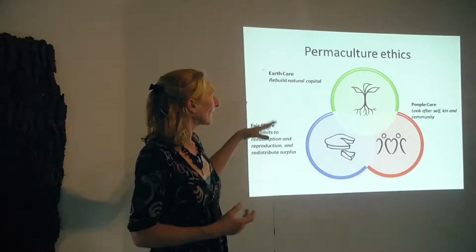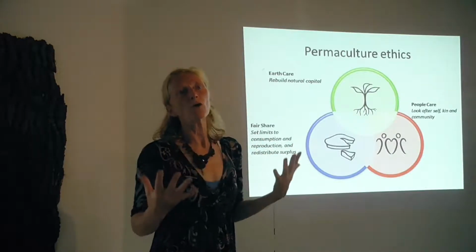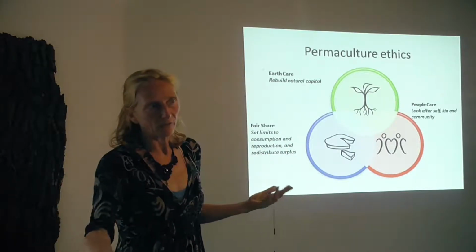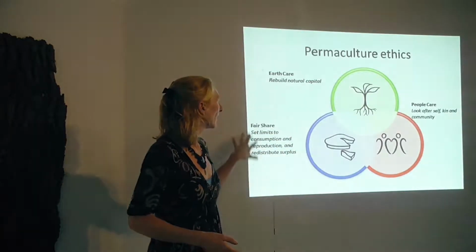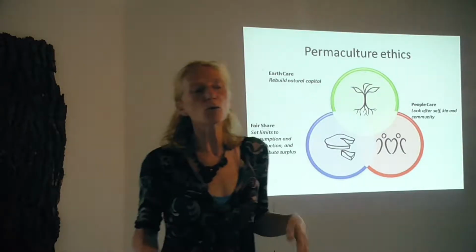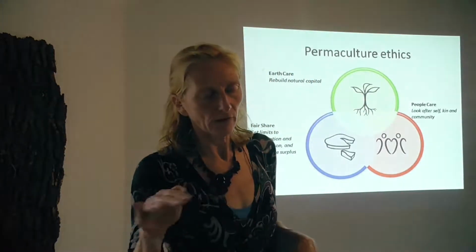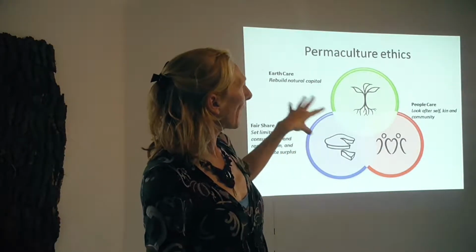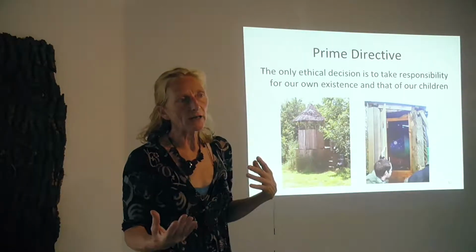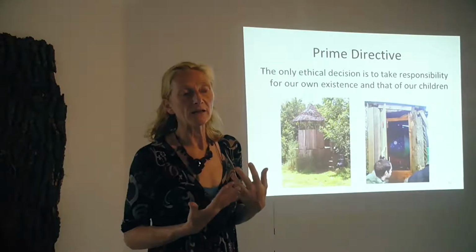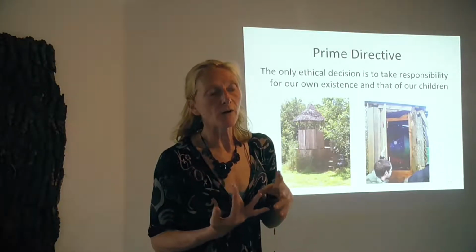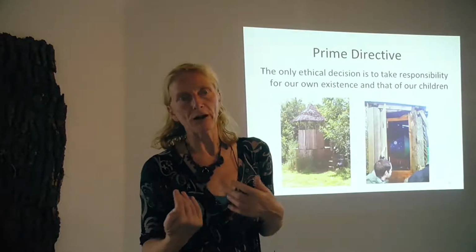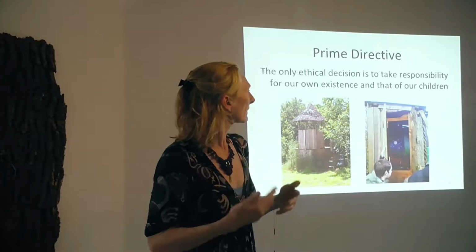And then fair shares is about setting limits, so only creating as much as we need, and any surplus that's generated, that is freely shared again. So this takes us away from the greedy consumerist lifestyle that has been quite dominant. So we've got those three ethics, and then there's this prime directive, which is effectively about taking responsibility. So in Bill Mollison's words, the only ethical decision is to take responsibility for our own existence and that of our children.